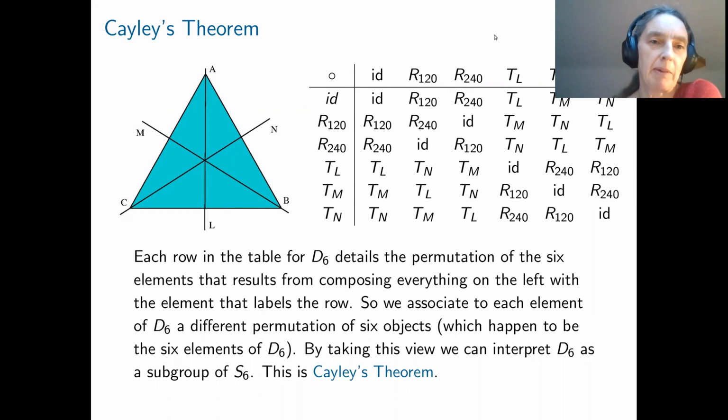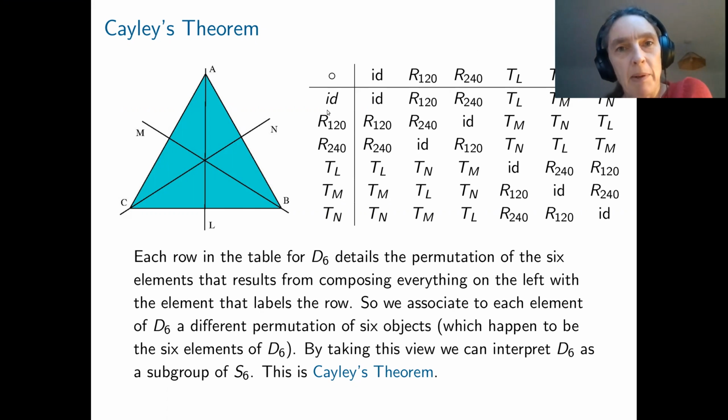So, what does Cayley's theorem say about D6? It says that it should be possible to interpret the elements of D6 as permutations of 6 things, and thereby consider D6 to be a subgroup of S6. S6 is the group of all permutations of 6 objects. Right, well, how could we do that?